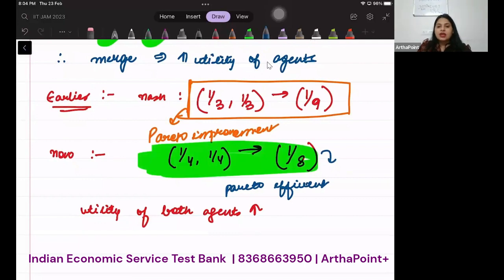Is this clear? So this is a full-fledged example of finding the Nash equilibrium with equations, not with a box, but with equations.